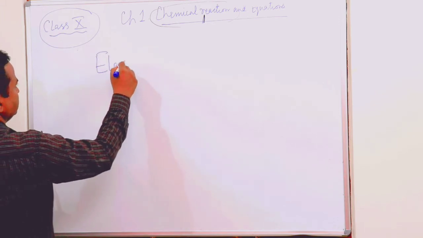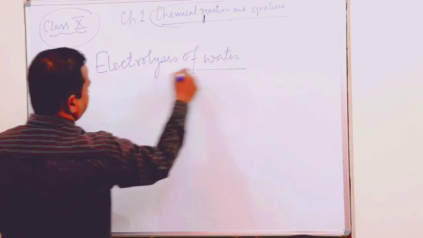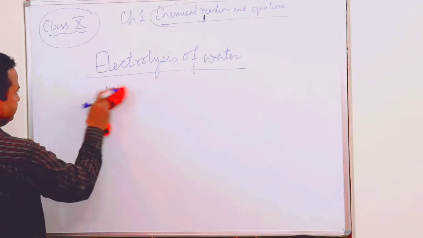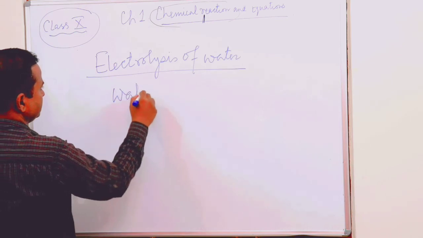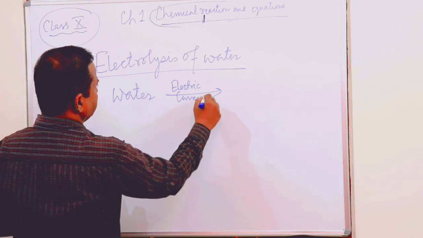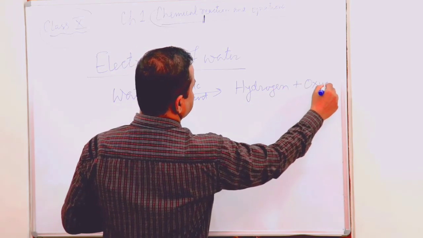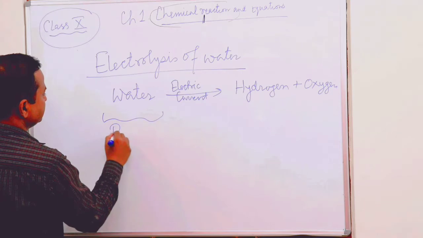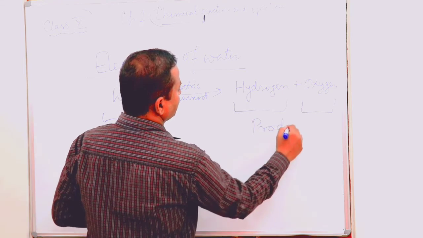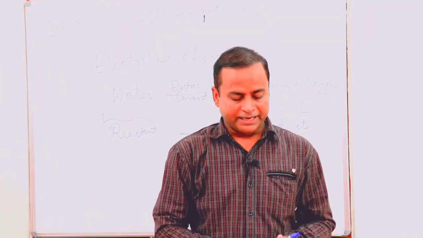Another example that we can take is electrolysis of water. What happens in electrolysis of water? We take water, we pass electric current and it changes into hydrogen and oxygen. So this water is the reactant, and the two new substances that are formed are the products. So we are seeing that in any chemical reaction, there will be conversion of reactants into products.